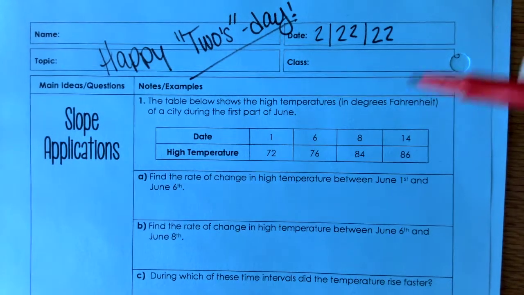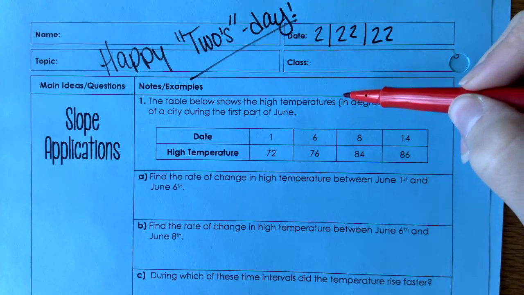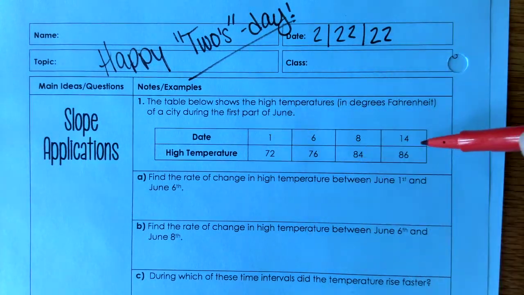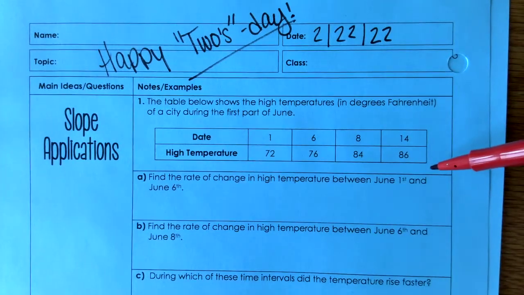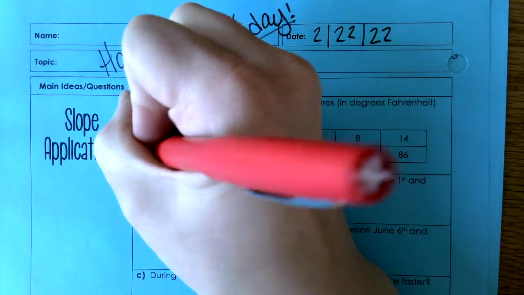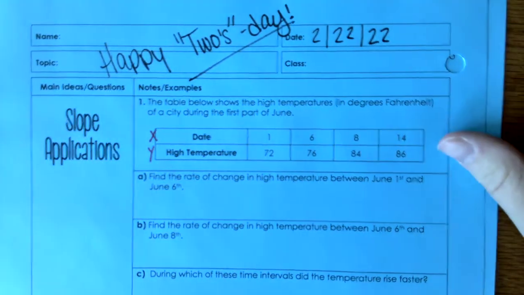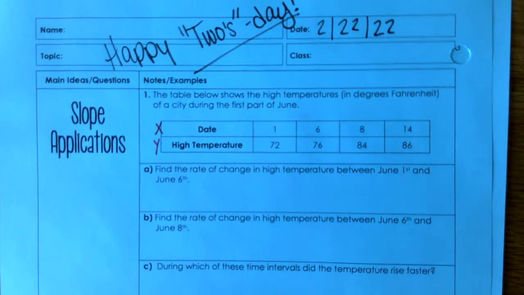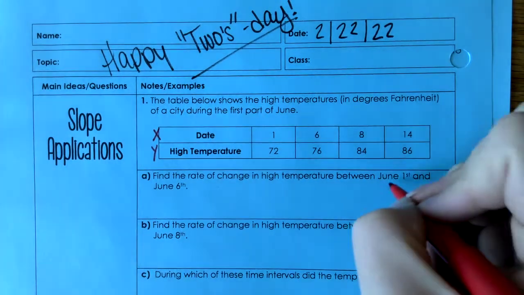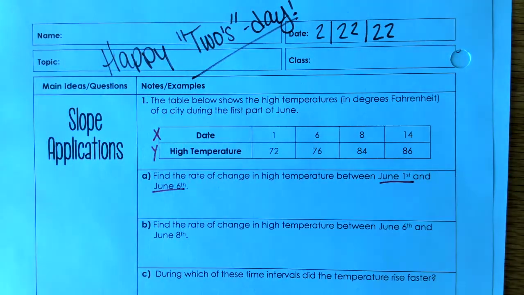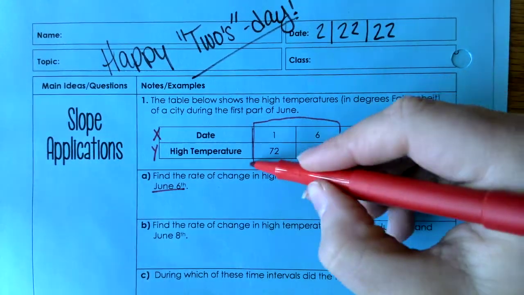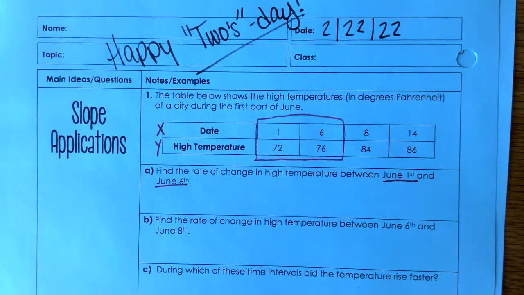It says the table below shows the high temperatures in degrees Fahrenheit of a city during the first part of June. So I have my dates up here and I have my temperatures up here. Remember, these are going to be ordered pairs, and this is my X and this is my Y. It says find the rate of change in high temperature between June 1st and June 6th. So this tells me my 2 days that I am going to be looking at. For this problem, we are specifically going to be looking at these 2 points because this is June 1st and this is June 6th.